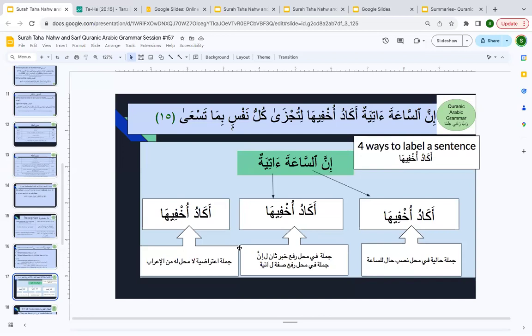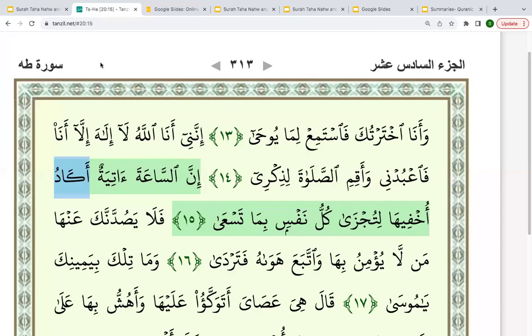And when I label it as hal, the status of every hal, when it is a mufrad ism, is going to be nasb. If it is a jumla, then you call it fi mahali nasbin. When it comes to an interjection, it's always going to be la mahalla laha min al-i'rab. It will have no status then. Okay, so that was something about the sentence that we have covered.